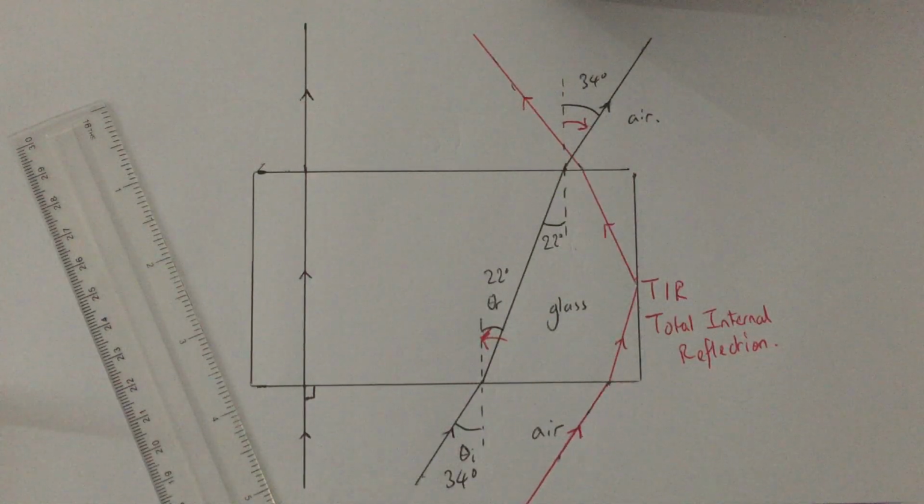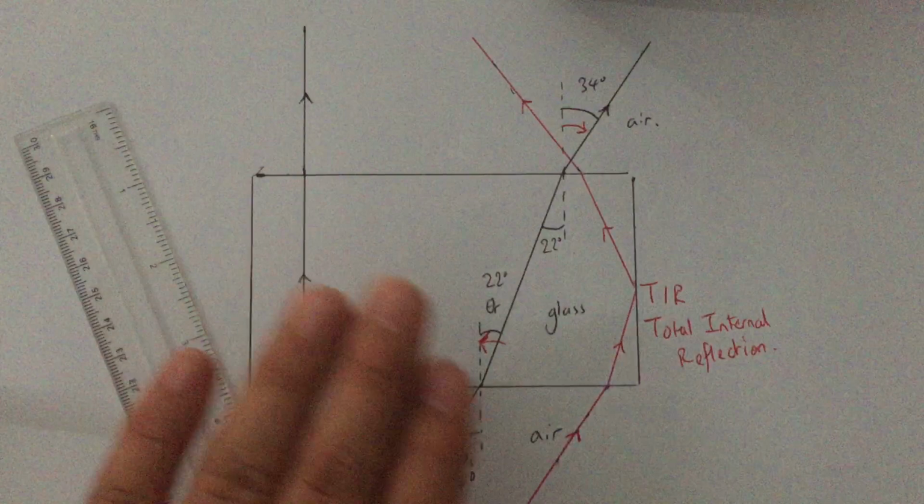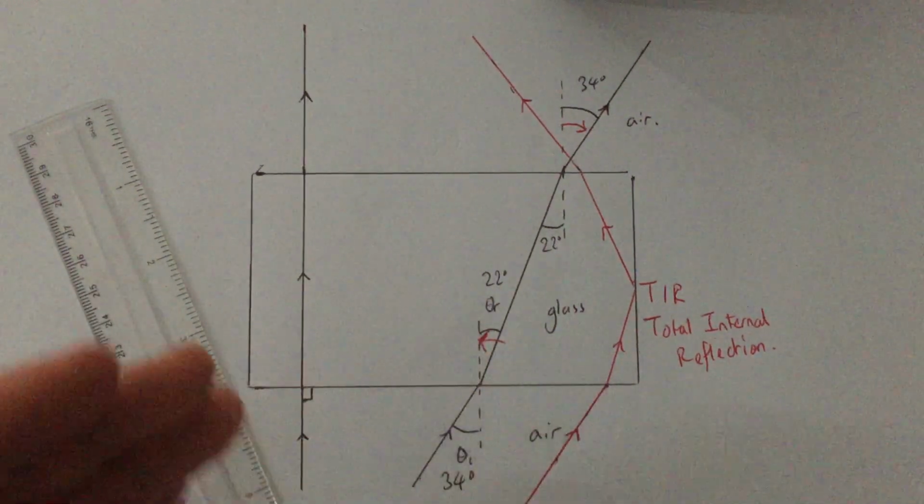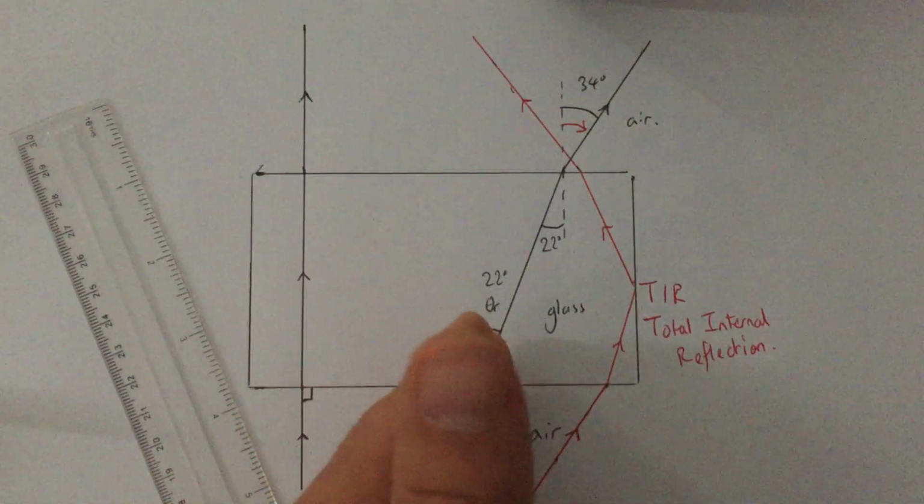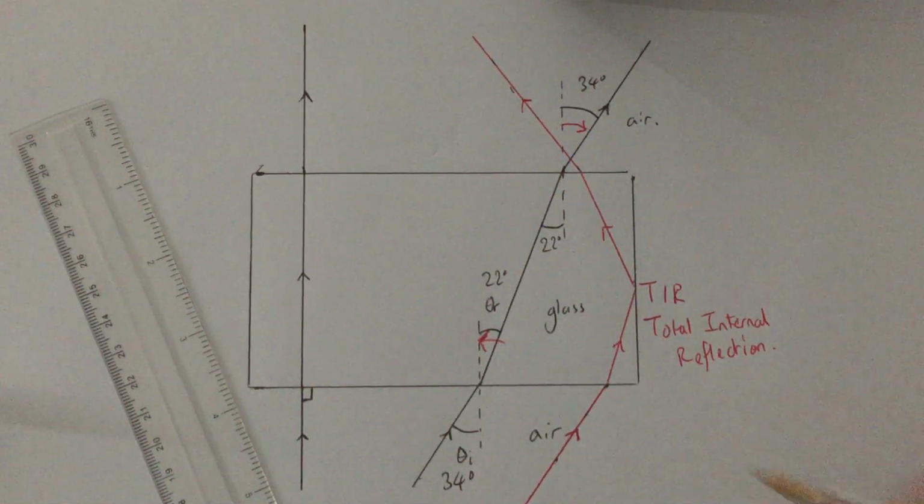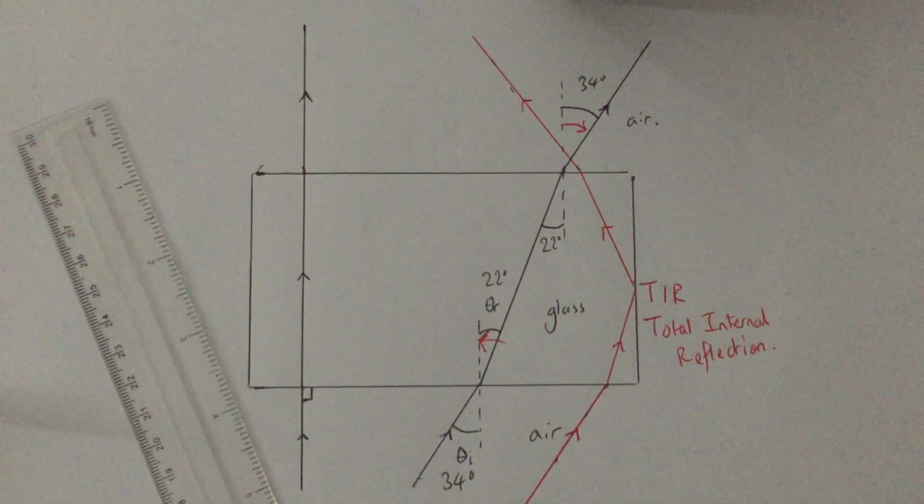So first of all, when a ray is at 90 degrees to the surface, it passes straight through, but if a ray of light hits a material it's going to enter at an angle, then you'll get refraction, and refraction is the bending of light. And then in certain circumstances, you can add on to that other processes such as total internal reflection.